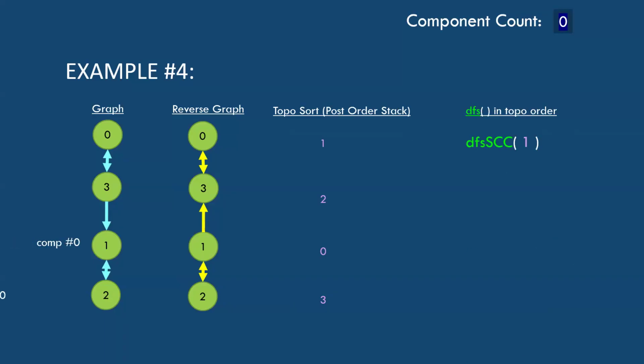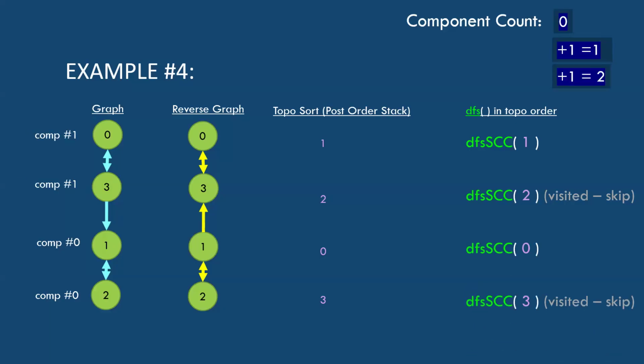And as long as it's not visited, right? But 2 is now visited. We already visited it by virtue of the first depth first search. So skip it, do the 0, right? And once again, we get a correct answer.